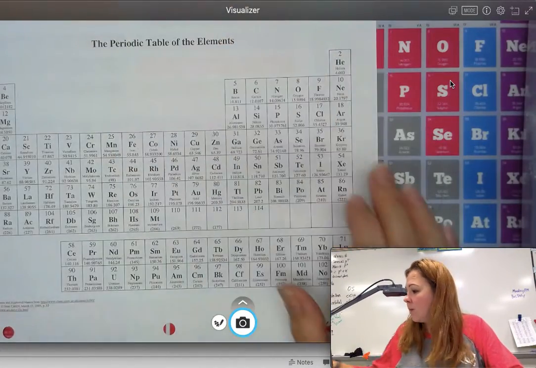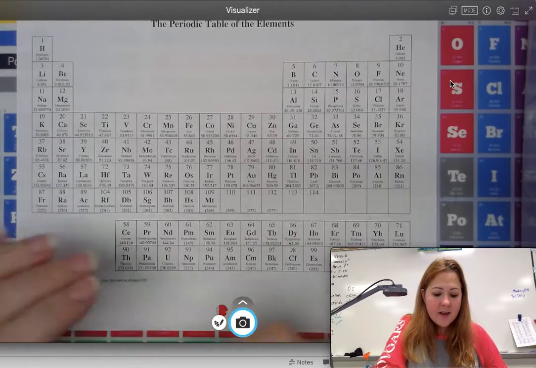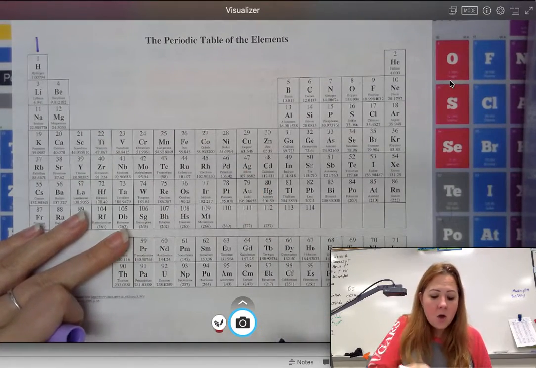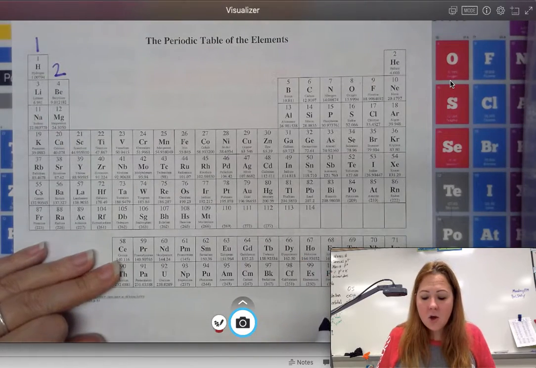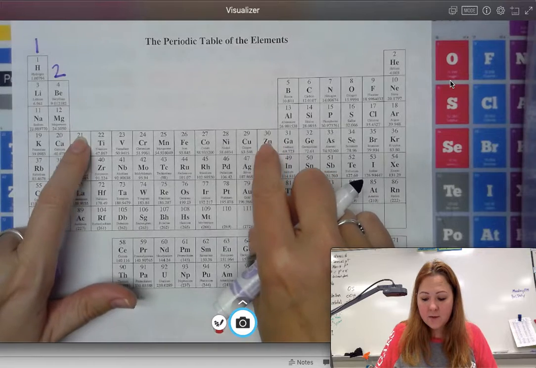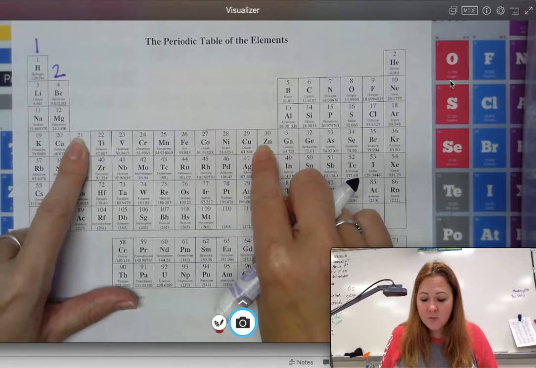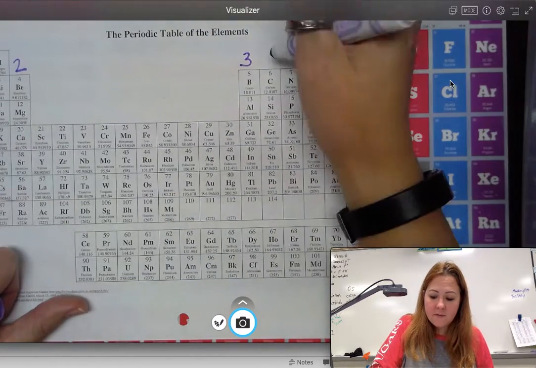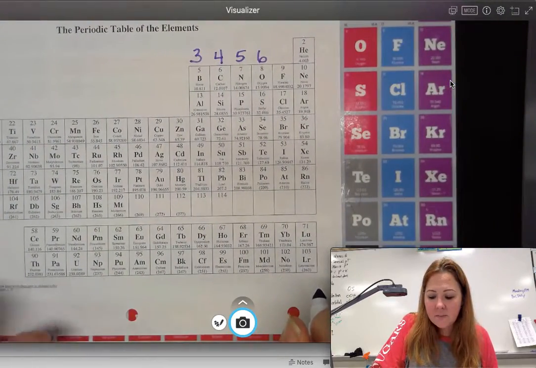This is just a blank one, but I have the periodic table here, and with your valence electrons, everything in group number 1 all have 1 valence electron. Group number 2 all have 2 valence electrons. Group number 13 down here, I skipped all of these groups 3 through 12 because those are transition metals. Group number 13 all have 3 valence electrons. 14 is 4, 15 is 5, 16 is 6, 17 is 7.